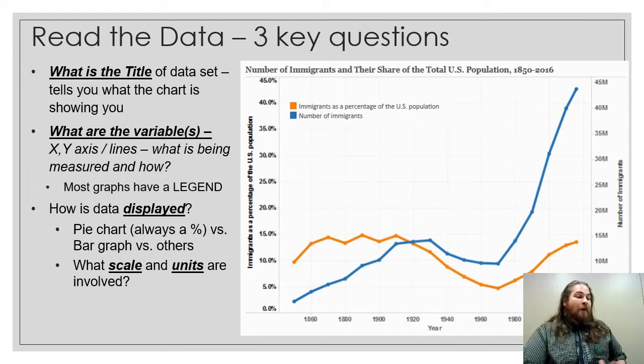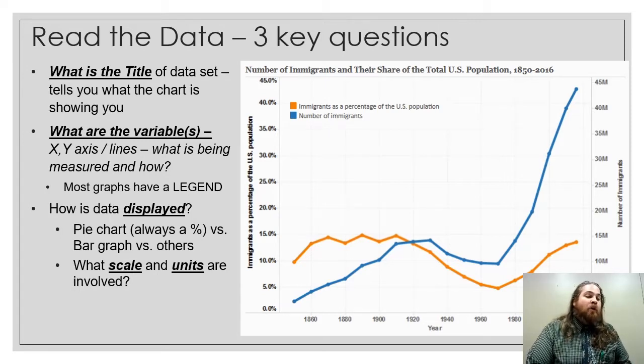So when we read the data, first we've got 3 key questions. 1, what is the title? I cannot emphasize this enough. The title usually tells you exactly what you're looking at, so you won't get confused. Secondly are the variables, the X and Y axes, right? The X axis is the one that is running horizontal, the Y runs vertical. And so these tell us what is being measured and how it's being measured. So for instance, in this graph, what we are looking at are immigrants as a percentage of the US population versus the total number of immigrants.